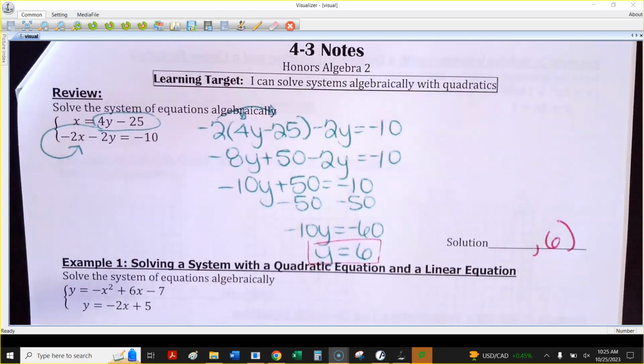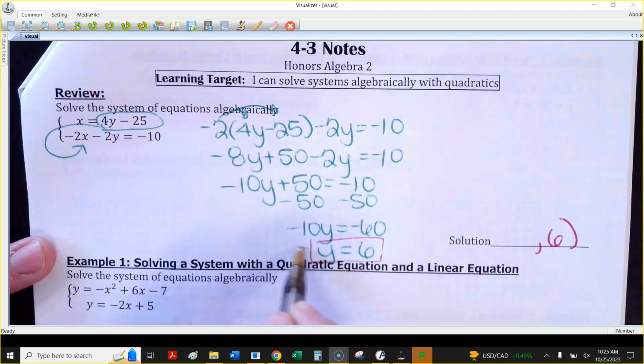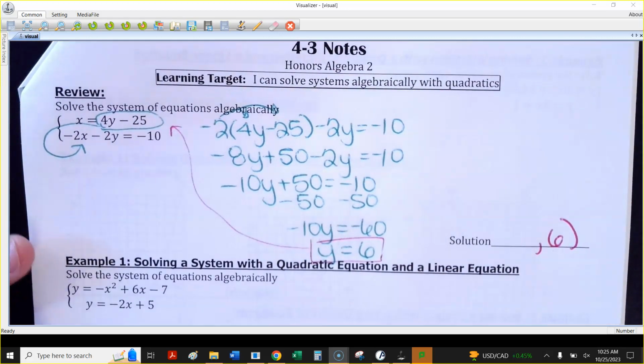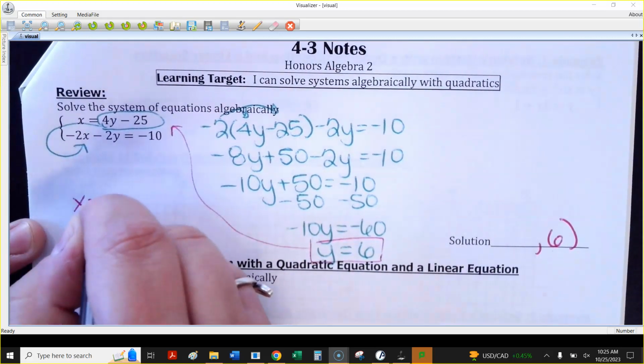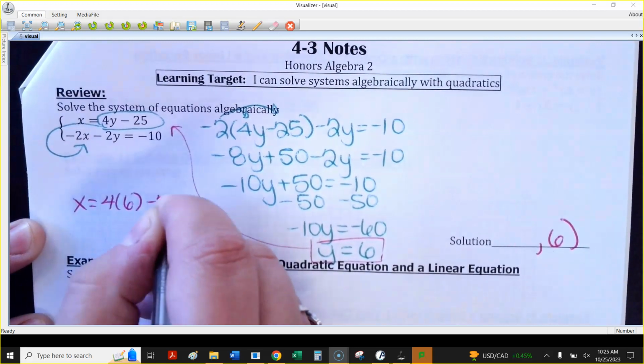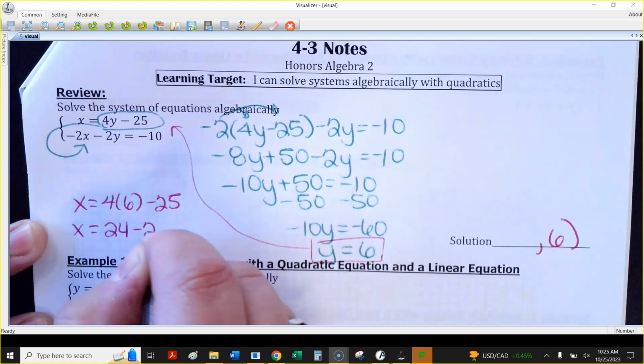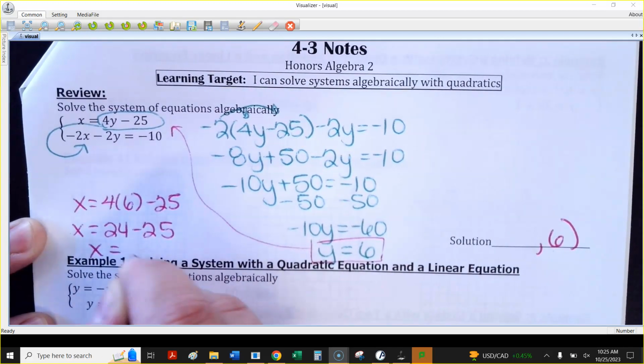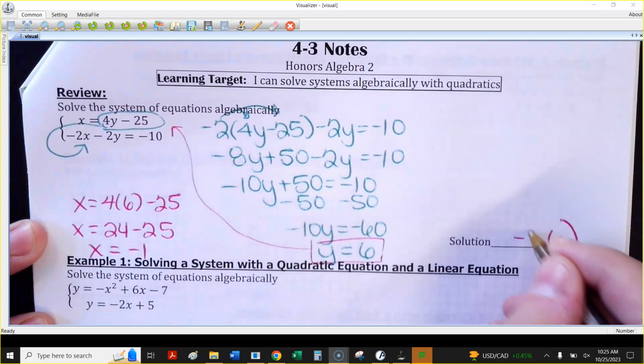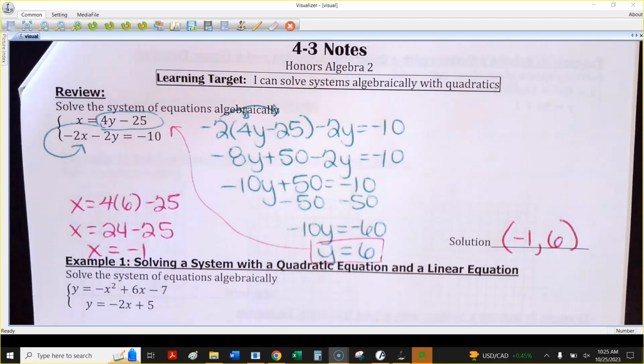Is either one of these equations easier than the other to plug that into? Just trying to save you some time. Yep. Okay, if it was me, I'd plug it in right up at the top, because that's already got x by itself. Just do 4 times 6 minus 25. Maybe you would just do that in your head. But x should end up being negative 1. But I need the x coordinate and the y coordinate to get my whole answer there. So it should be a point that they have in common. Is anybody having a question?